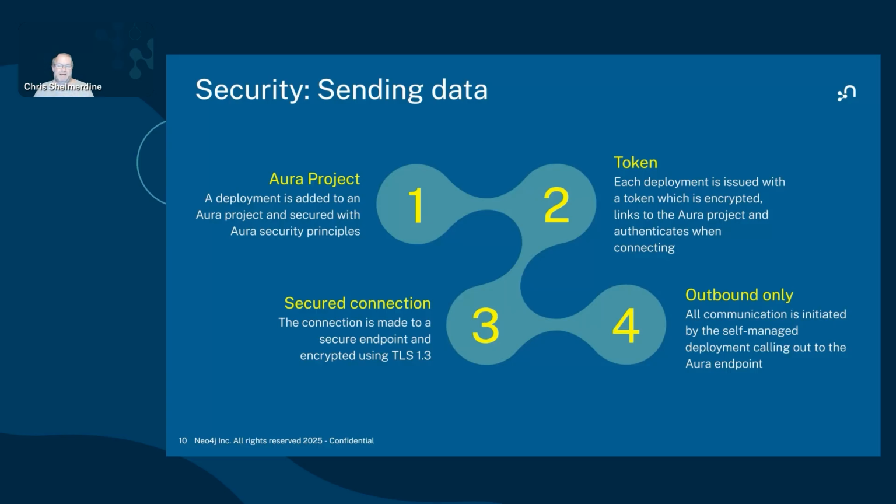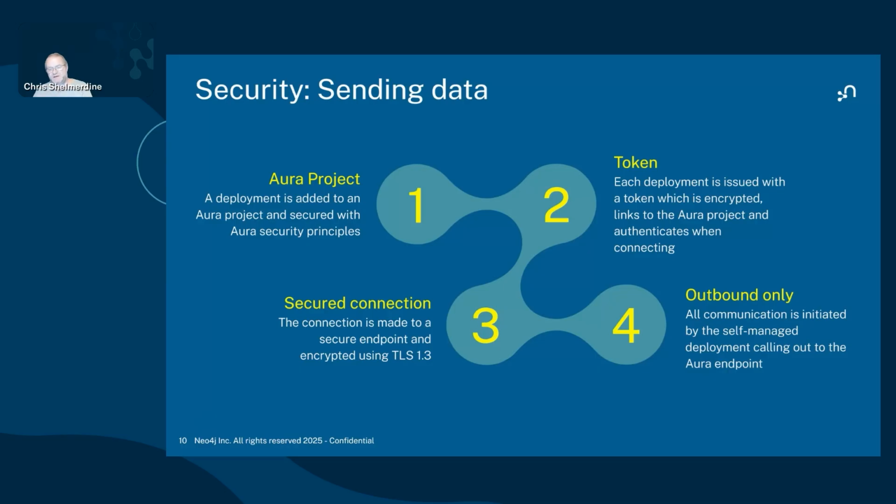So the key points to remember here is it's bound to an Aura project. So the deployment you add is added to an Aura project, and that Aura project itself has its own security principles, its own members, its own roles, and it's all tied down with the Aura console and Aura project capabilities and security systems that we have in play. Each deployment also is issued with its own token. If it's a cluster of Enterprise Edition, you only need one token for the whole cluster, not one for each server. And that is an encrypted token that links that deployment to that Aura project.